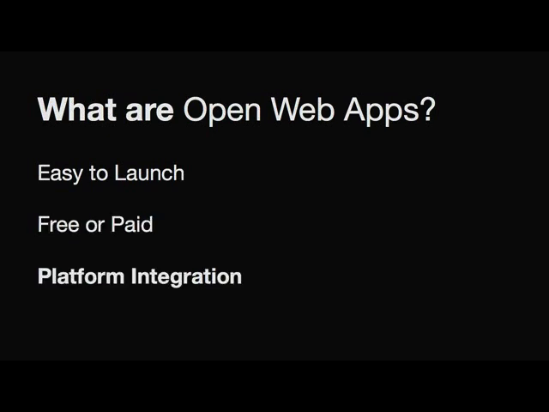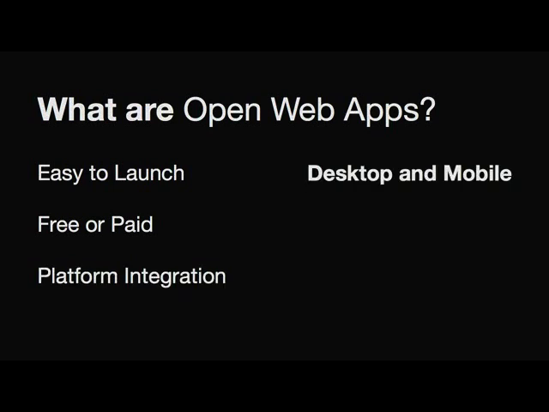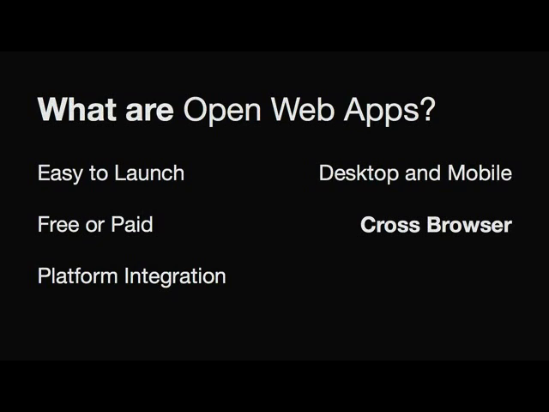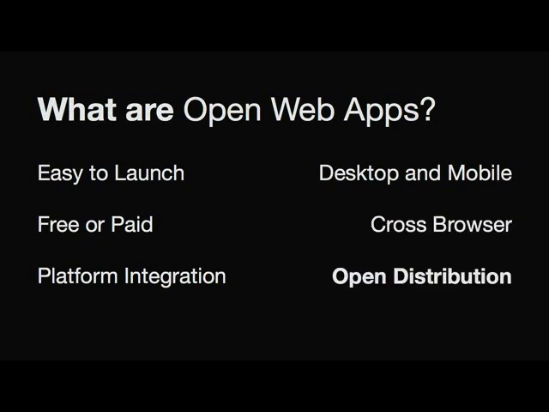The defining features of open web apps include, first, these apps are always within arm's reach. They're super easy to launch. Second, they can be sold for a fee, or they can be free. Next, they integrate better with the underlying platform than traditional web apps do. Also, they work in both desktop and mobile environments, and they run in any modern browser with support for basic HTML features. Finally, they can be distributed by developers directly to users without any gatekeeper, in addition to being distributed through any number of potentially competing online stores.